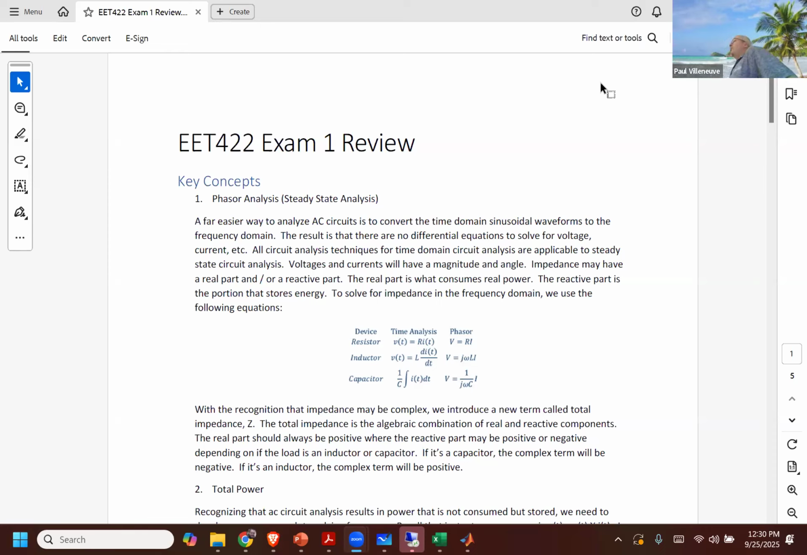And it can be a purely real impedance in the case of a purely resistive load, or it can be purely imaginary in the case of purely capacitive or inductive loads, or it can be a mix of both. And so you may or may not have a J term or a real term, just depending on how the circuit is configured. And again, the nice thing is we don't have to solve differential equations. That's the biggest reason why we do AC circuit analysis.